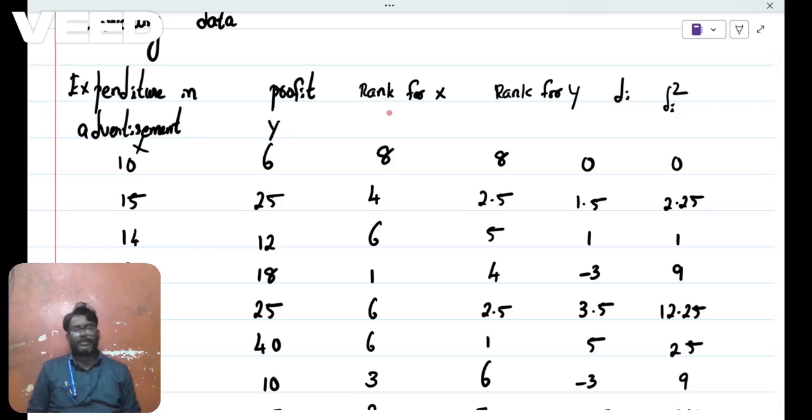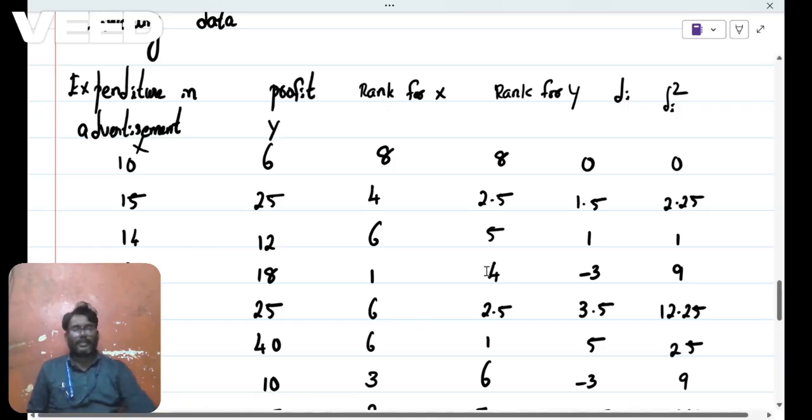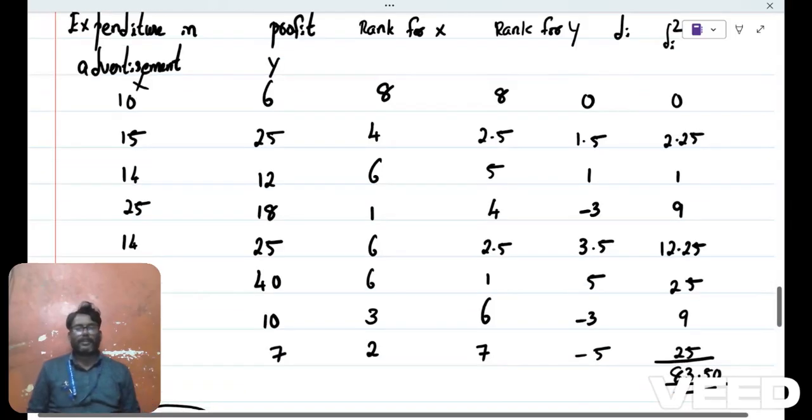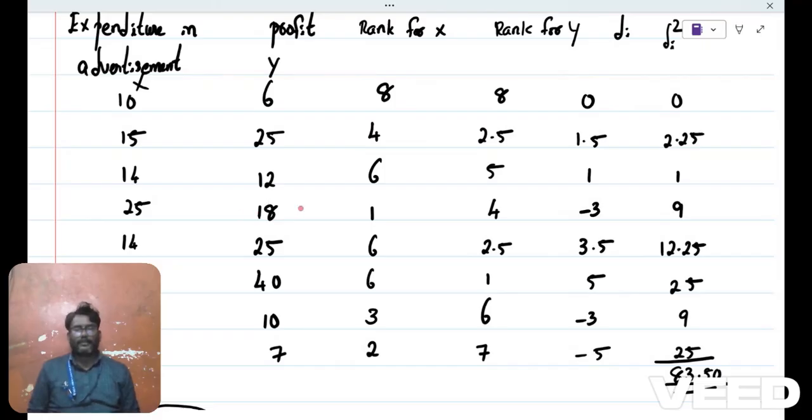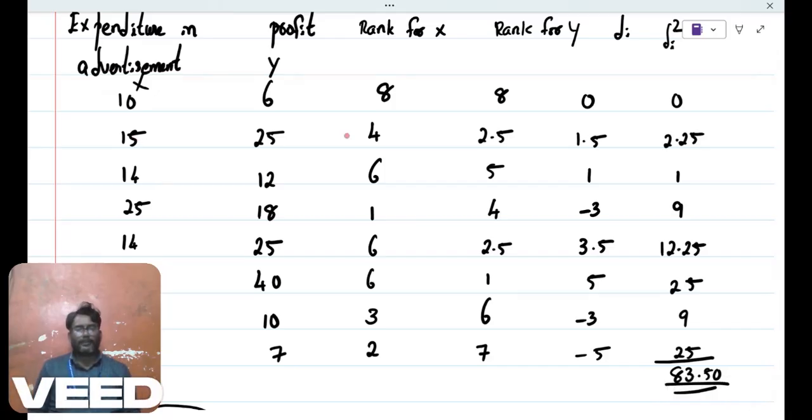So first you have to assign the rank for X. Among the X values, the largest value will be 25, we'll assign it as 1. The second largest value will be 22, assigned as 2. And the third largest value will be 20, assigned as 3. Before that, the next largest value will be 50, that will be assigned 4.